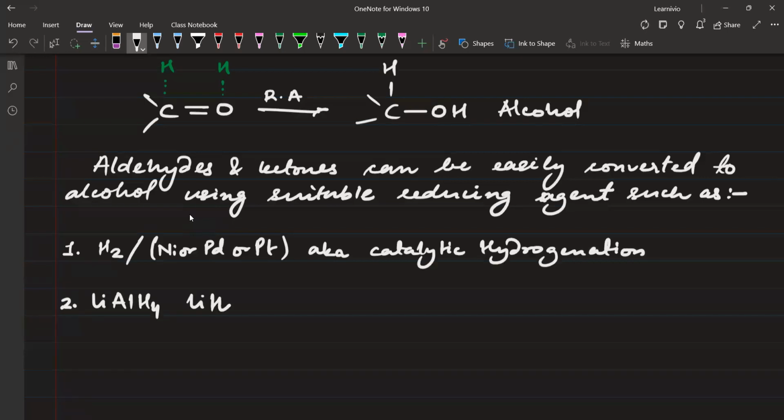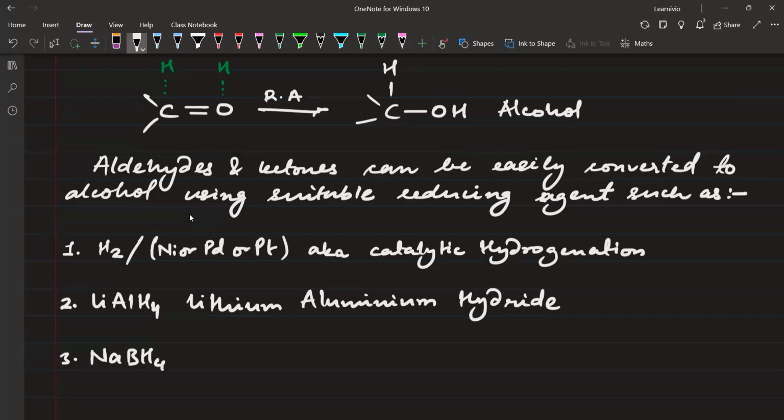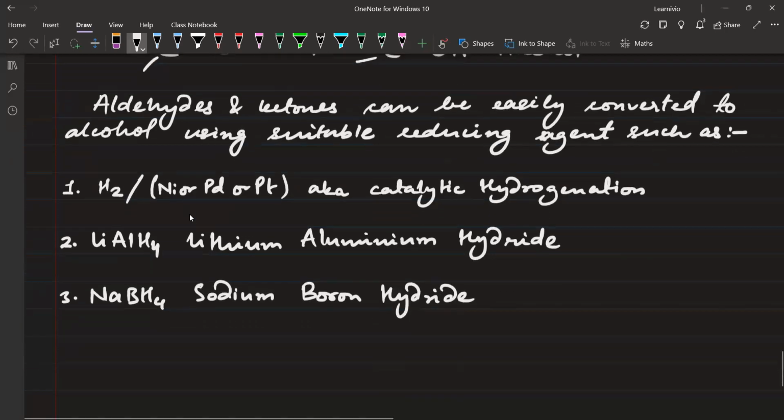It's lithium, an easy name. Lithium, after that aluminium, and we are having hydrogen in the form of hydride, H minus. Lithium aluminium hydride. The third is going to be sodium borohydride, NaBH4. Sodium boron hydride, or sodium borohydride, whichever you can say. Both are fine.